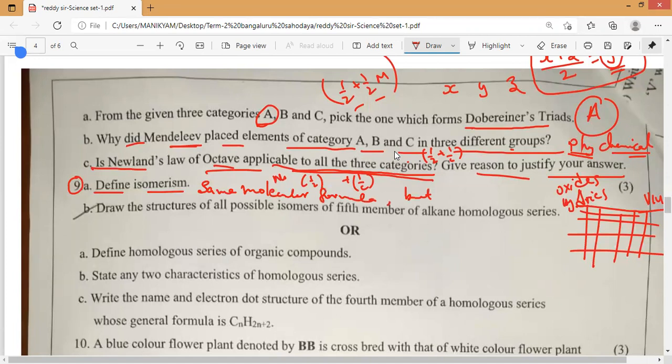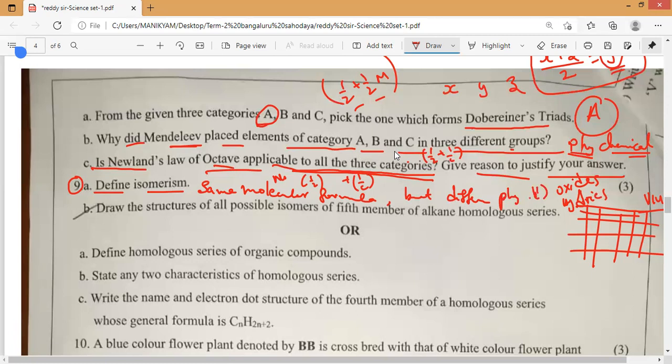Isomerism means carbon compounds which contain the same molecular formula but different physical structure. So that is what we used to call isomerism. Understand? For that, you are going to get 1 mark.